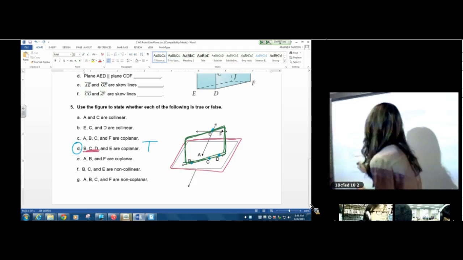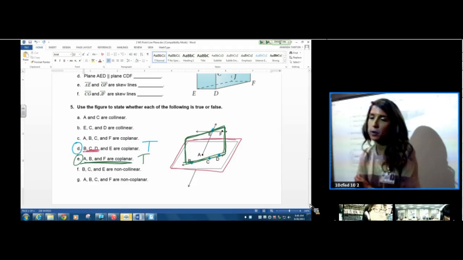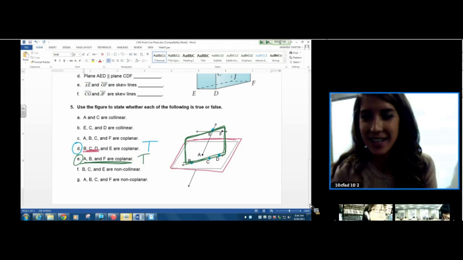5E. A, B, and F are coplanar. That one's also true, and we're going to talk about today why that one's true.